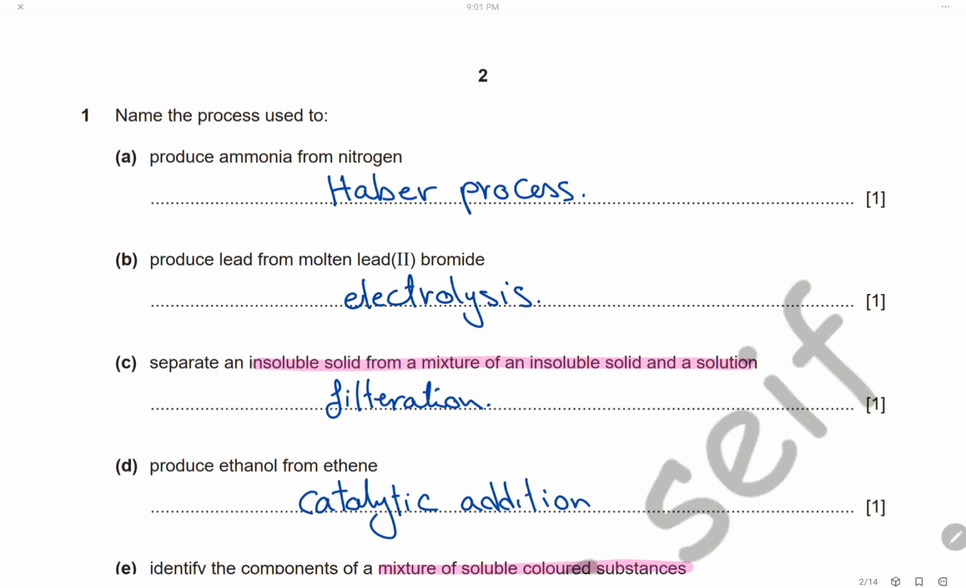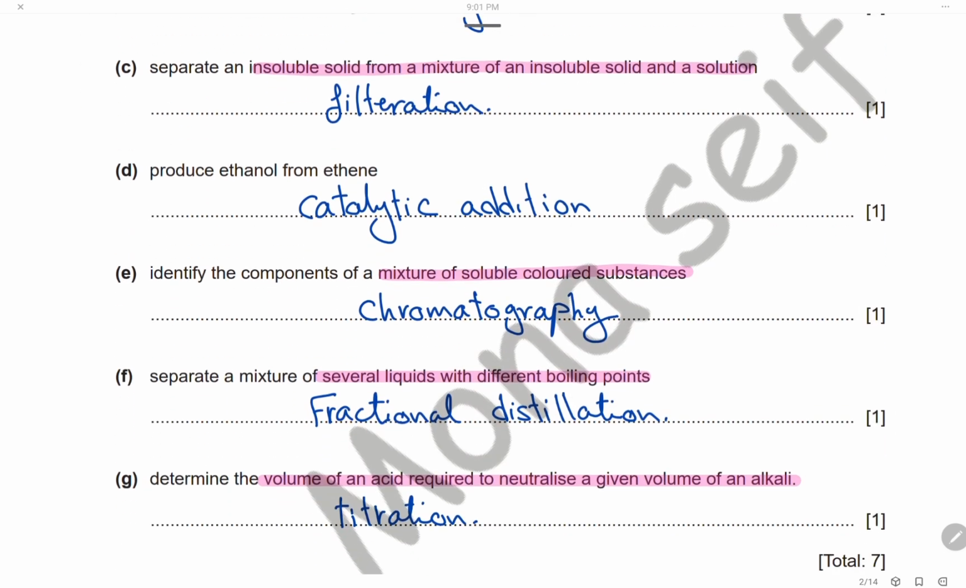Name the process used to produce ammonia from nitrogen. Reaction between nitrogen and hydrogen to produce ammonia is in Haber process. Produce lead from molten lead bromide. Of course, lead can be produced by electrolysis. To separate insoluble solid from a mixture of insoluble solid and solution, insoluble solid can be separated by filtration.